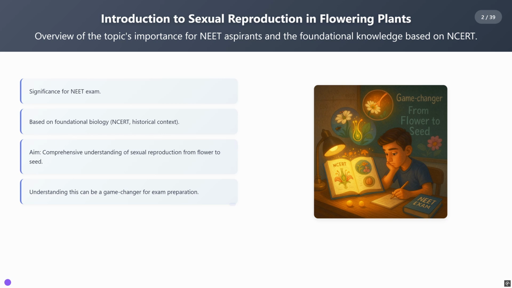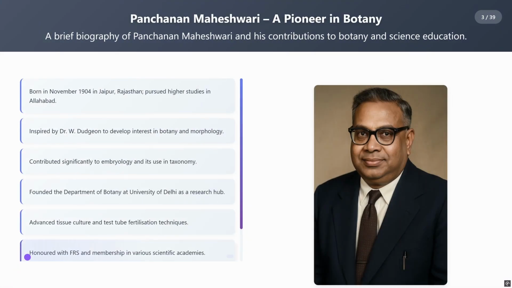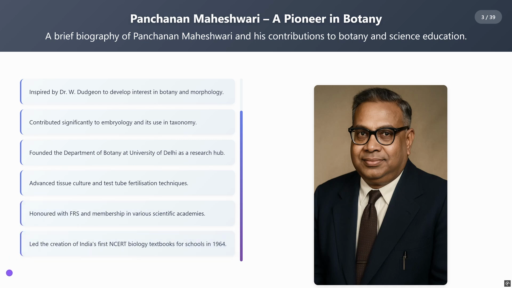Oh, wow. Yeah. That's quite something. Compiled under the guidance of the esteemed Indian botanist Panchanan Maheshwari. So, we're looking at really reliable stuff here. Indeed. Professor Maheshwari's work in those early NCERT textbooks was pivotal. It really shaped how biology was taught in India. They offered a very clear, very well-structured way to understand these fundamental life processes.